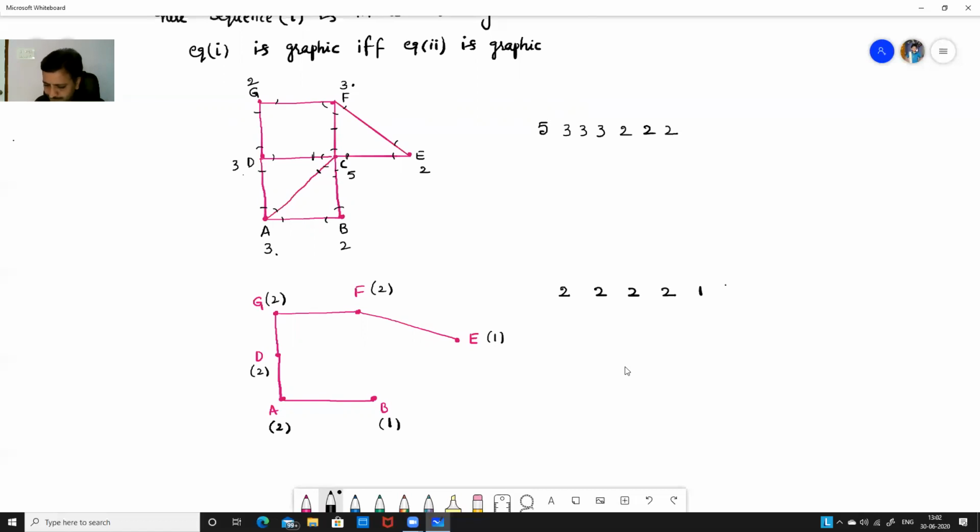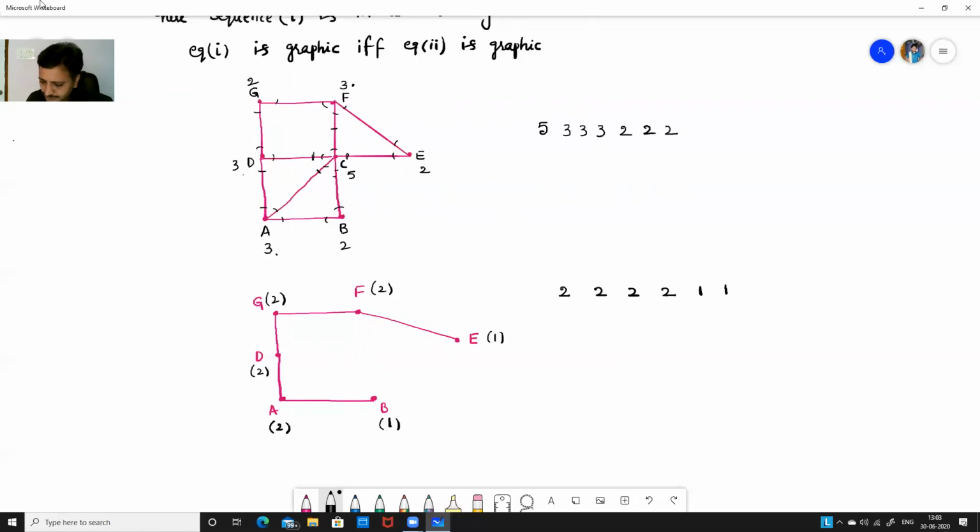Afterwards, 2 times 1. Right? Earlier, how many times 2 do we have? G is equal to 2, and A is equal to 3, D also 3.